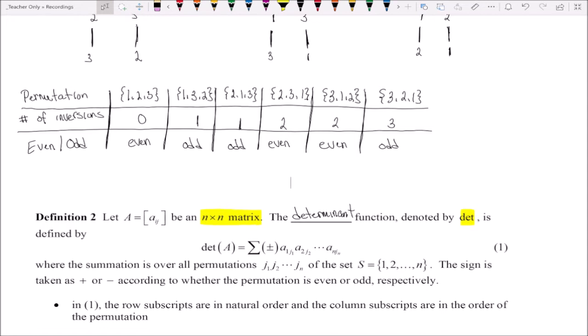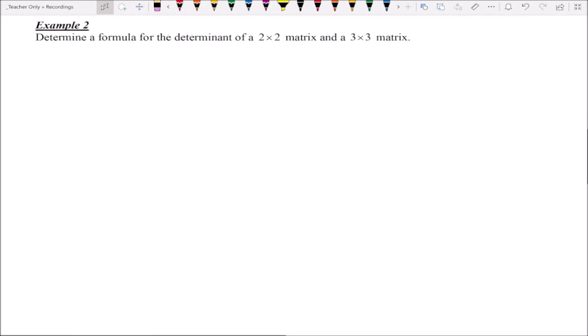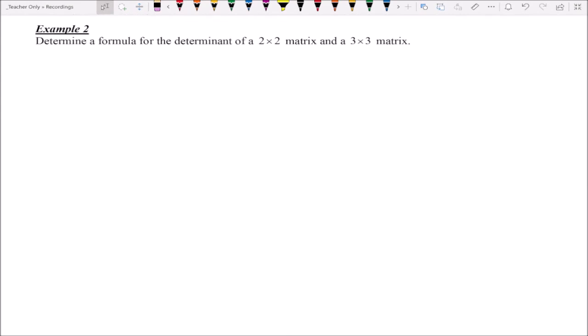Right now, in the function, notice that the row subscripts are in the natural order, that is, in ascending order, 1, 2, 3, 4, up to n. The column subscripts are in the order of the permutation that you're using. We will now use this definition to derive a formula for a 2 by 2 determinant and a 3 by 3 determinant. Starting with the 2 by 2.